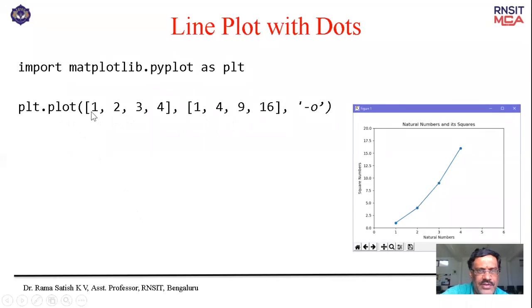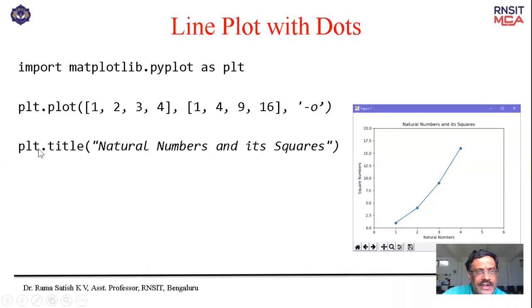In the x-axis, I am giving the values 1, 2, 3, 4, and in the y-axis, I am giving 1 square is 1, 2 square is 4, 3 square is 9, 16. Yes. And the minus indicates a solid line. The o indicates there are solid circles at the points.